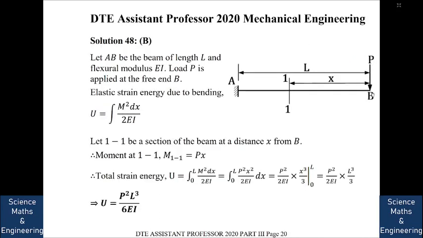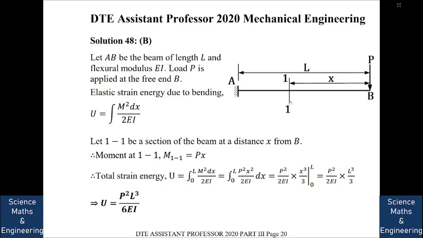see here we have the load P at point B, and this is the fixed point A, and so this length is L. Okay, now let us take a section 1-1 at a distance x from B. So we see the elastic strain energy due to bending is given by U is equal to integration of M square dx divided by 2EI.